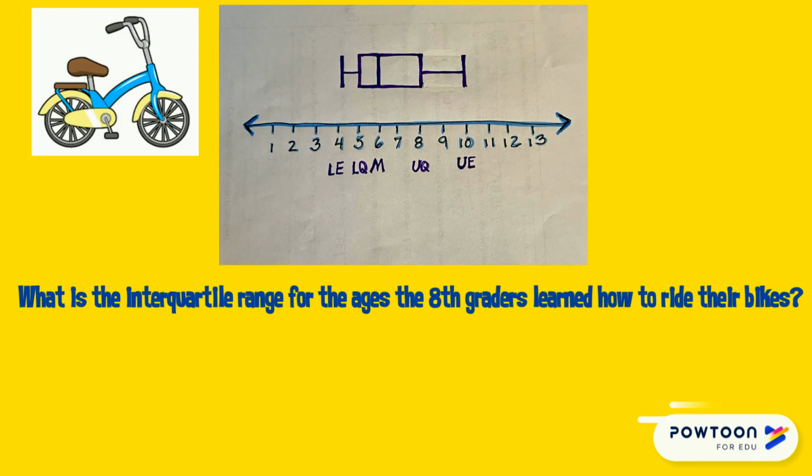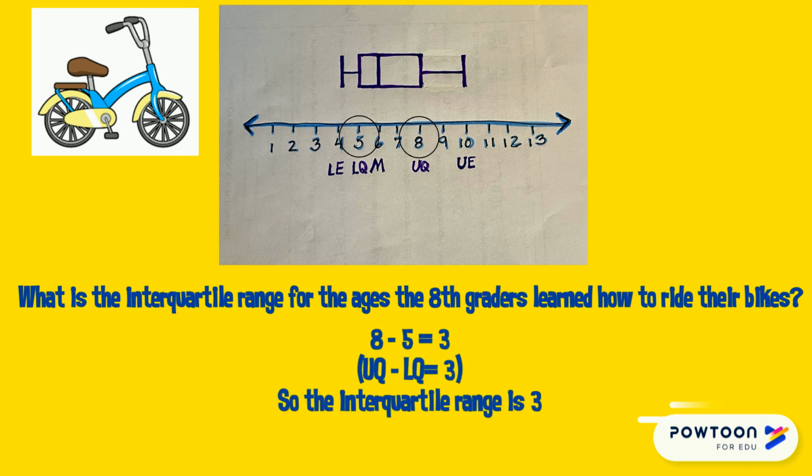What is the interquartile range for the ages the 8th graders learned how to ride their bikes? Well, you find the upper quartile number, which is 8, and the lower quartile number, which is 5, and you subtract. 8 minus 5 is 3. The interquartile range is 3.